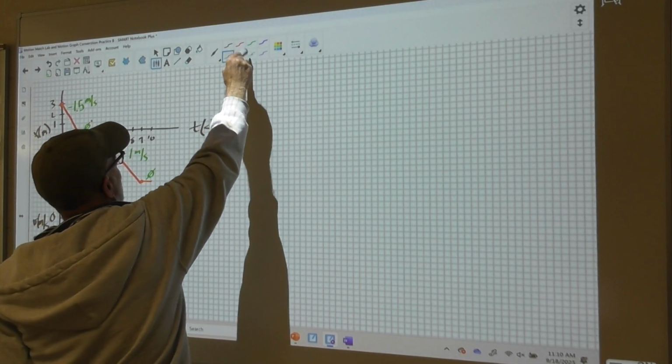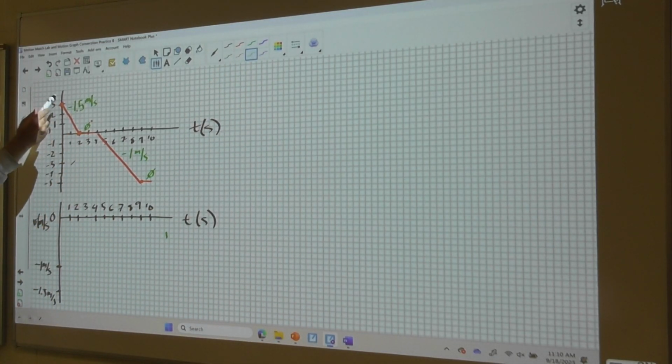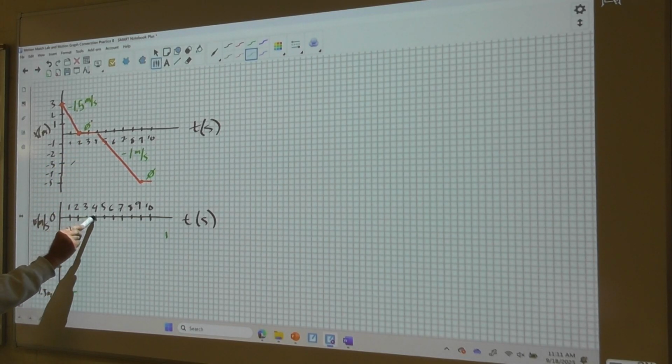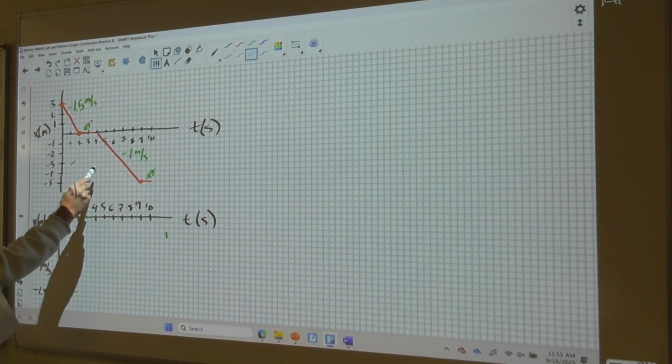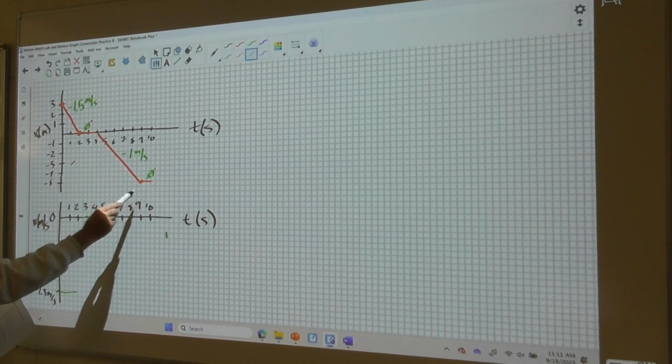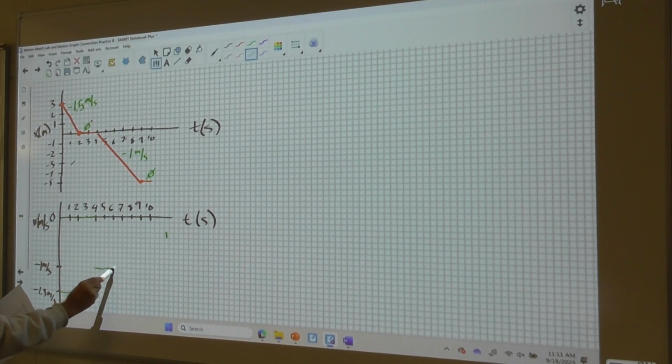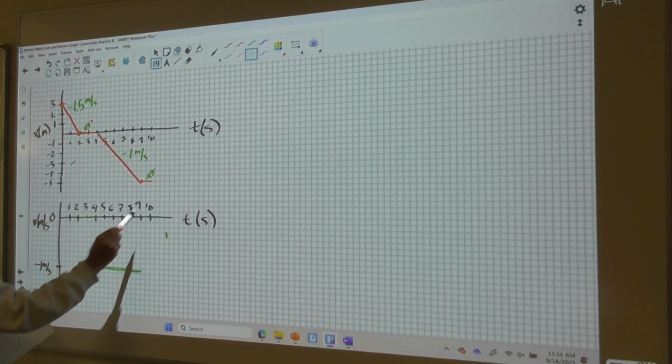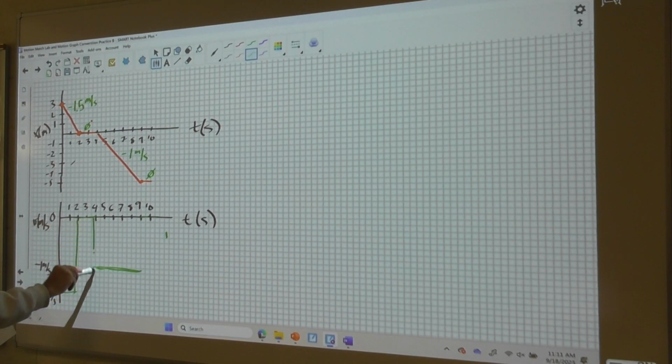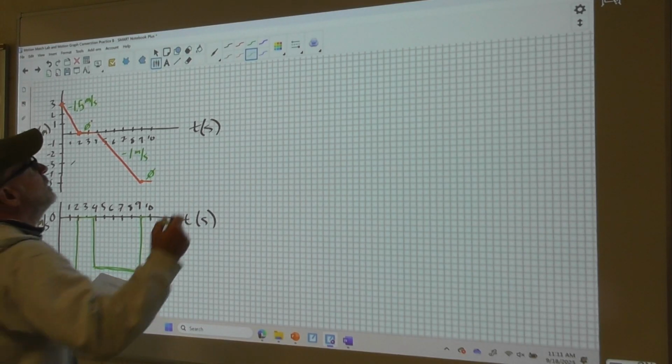And now I'm going to draw my velocities in. So between 0 and 2 seconds, the slope on my position versus time graph was -1.5. So my velocity should be a -1.5 horizontal line. From 2 to 4 seconds, I have no velocity. Slope is 0. From 4 to 9 seconds, I have a slope of -1. So from 4 to 9 seconds, my slope is -1, and my velocity is -1. And then from 9 to 10 seconds, it's back to 0. Now I connect these lines like this, and this is my velocity versus time graph. Okay.